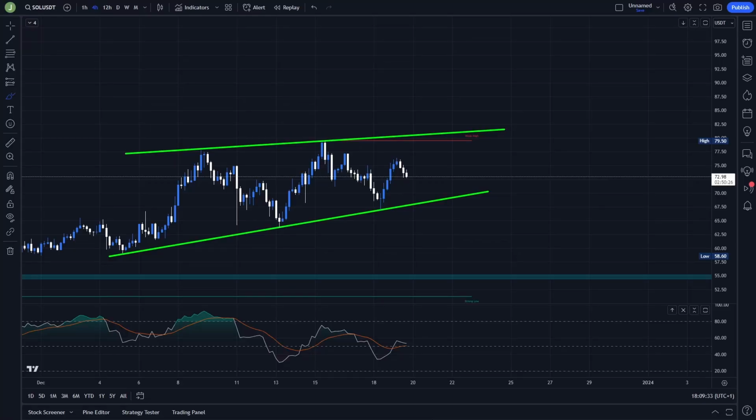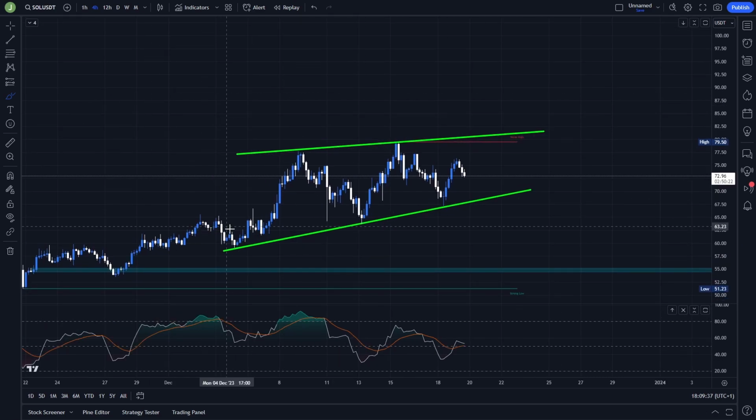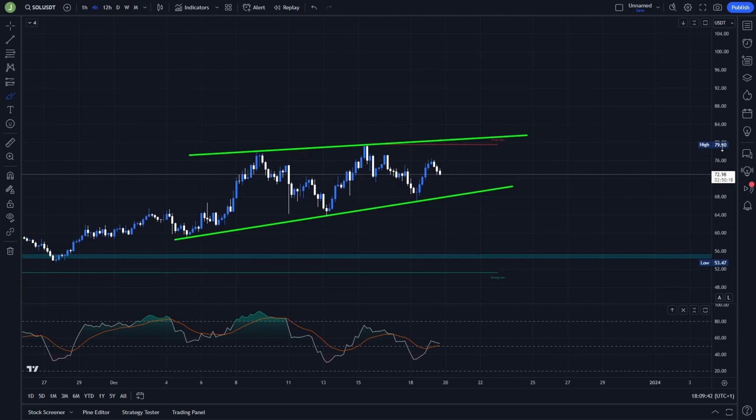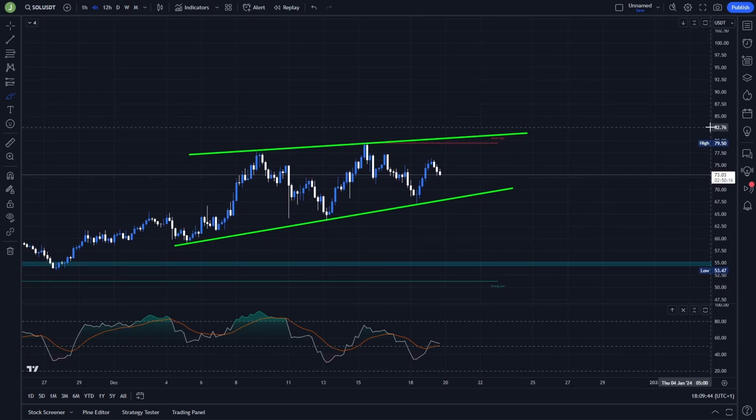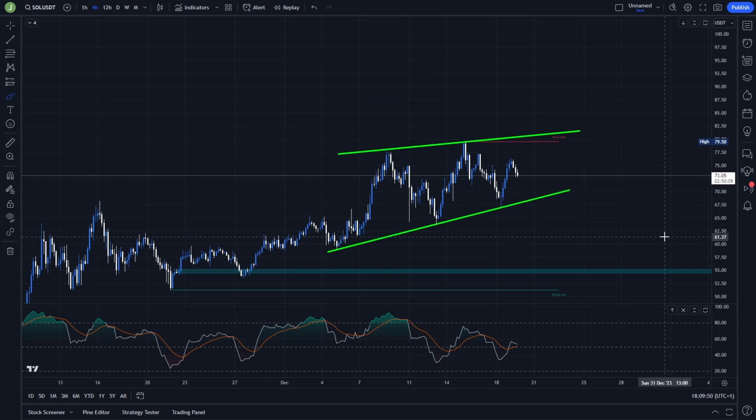Let's start today's analysis on the 4-hour chart. You can see that right now we are forming this rising wedge, which is a bearish setup, but in my opinion there is still an opportunity for a long trade. But first of all, let's start with the short scenario based on the technical analysis.